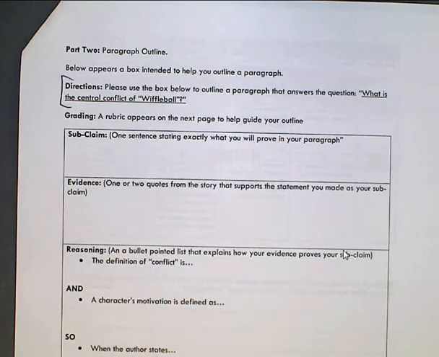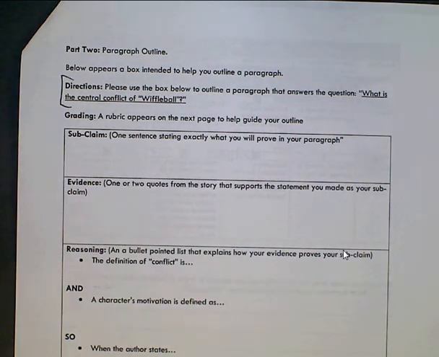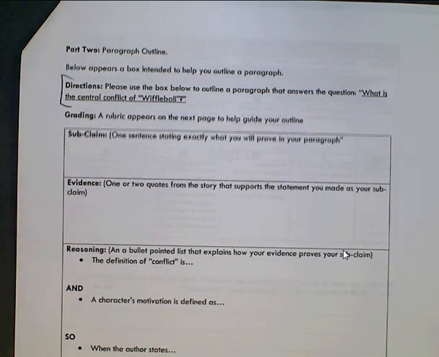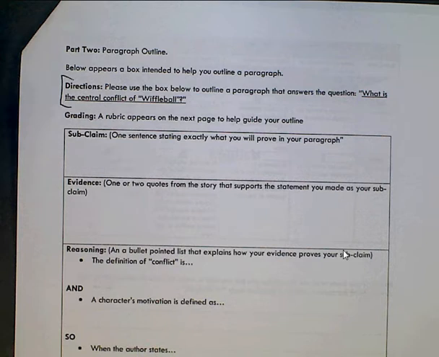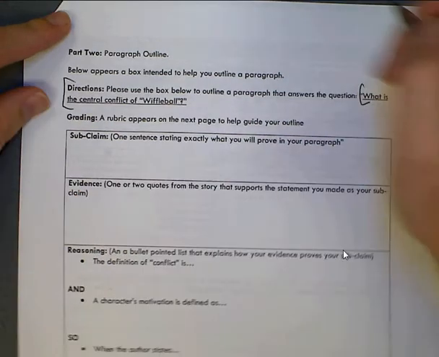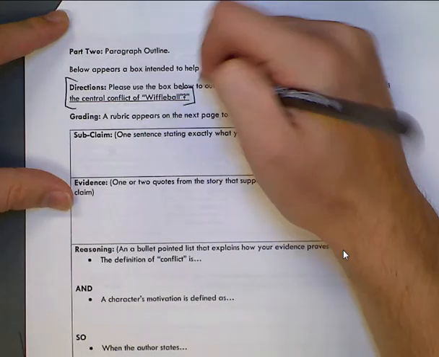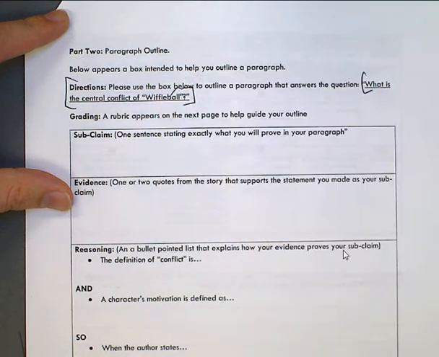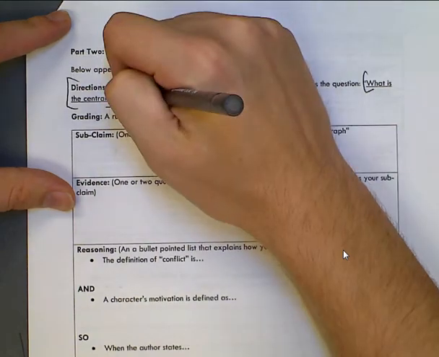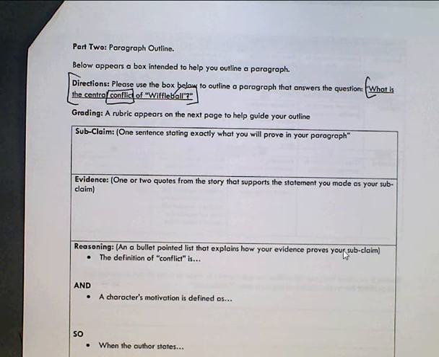In the directions, what you're typically going to get is "use the box below to outline a paragraph that answers the question," followed by a question. In this case, the question we're trying to answer is, what is the central conflict of Wiffle Ball? Wiffle Ball is a short story that you read, and conflict is the term we learned in class that is like the main problem of the story.